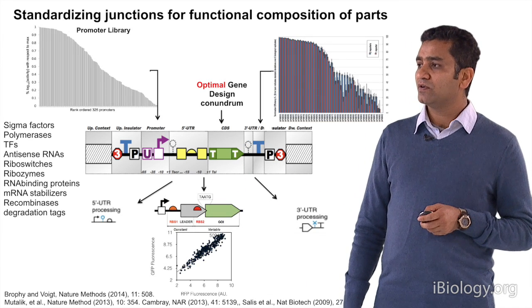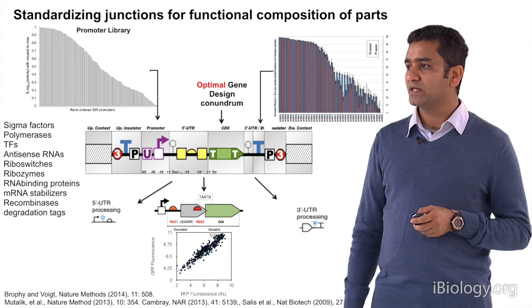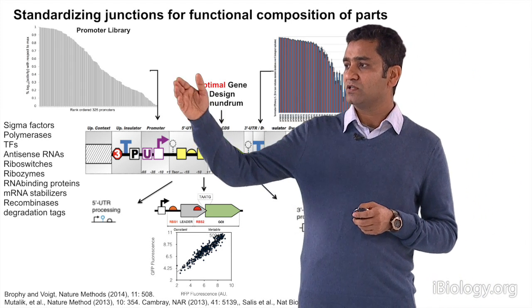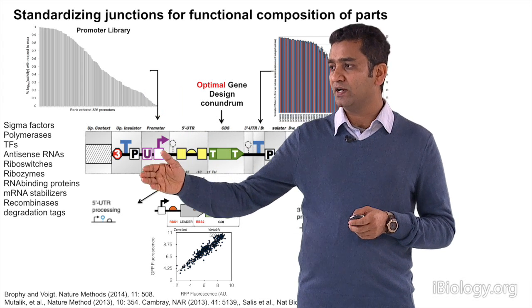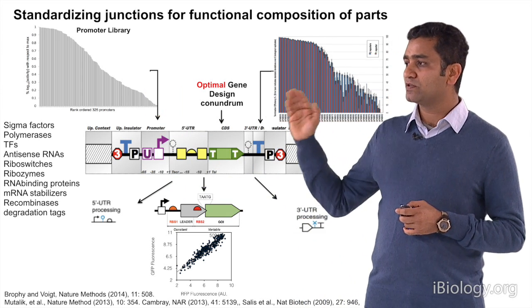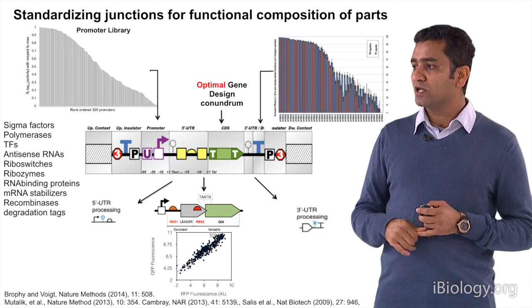So there are a variety of publications that have come up in recent years where people have really characterized the parts and the junctions. In this case, there's a promoter library. A variety of methods have been used to generate promoters for E. coli. There are libraries of terminators which are available for E. coli. And also there are junctions.